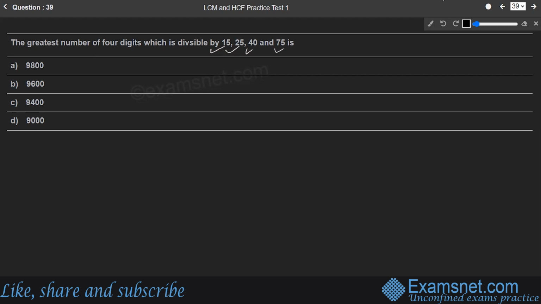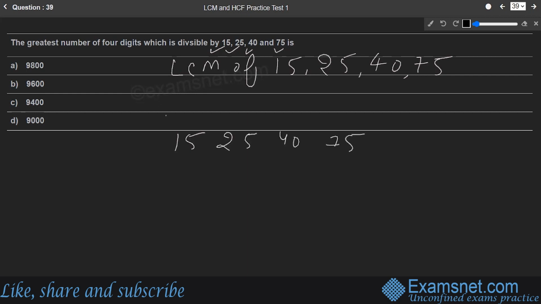The number which is divisible by all of them has to be a common multiple, and we'll look for the least common multiple first. That means we will be looking for the LCM of these numbers. So first of all, we have to find the LCM of 15, 25, 40, and 75. For that we have a simple method. Let us follow 15, 25, 40, and 75.